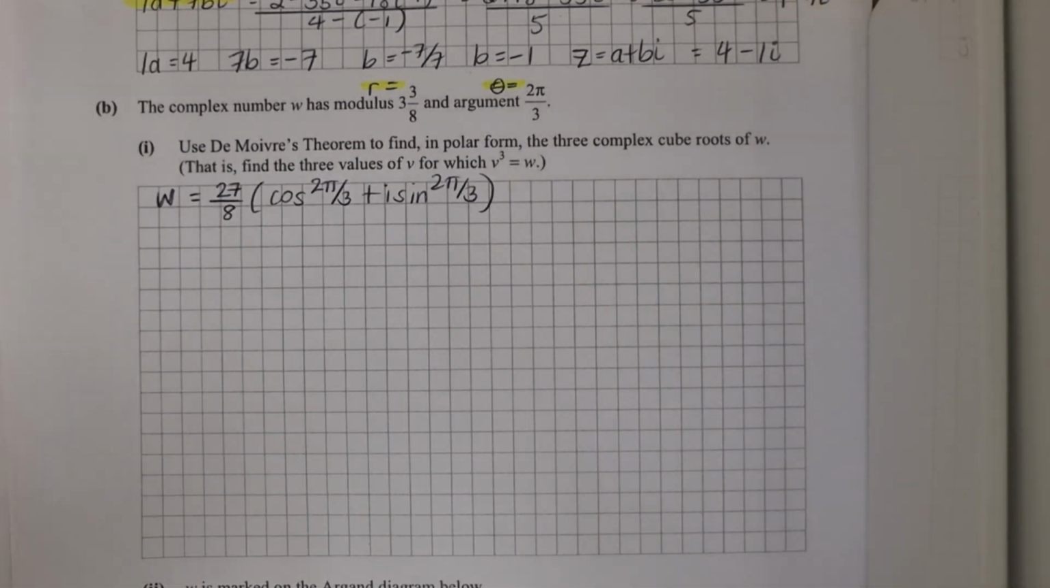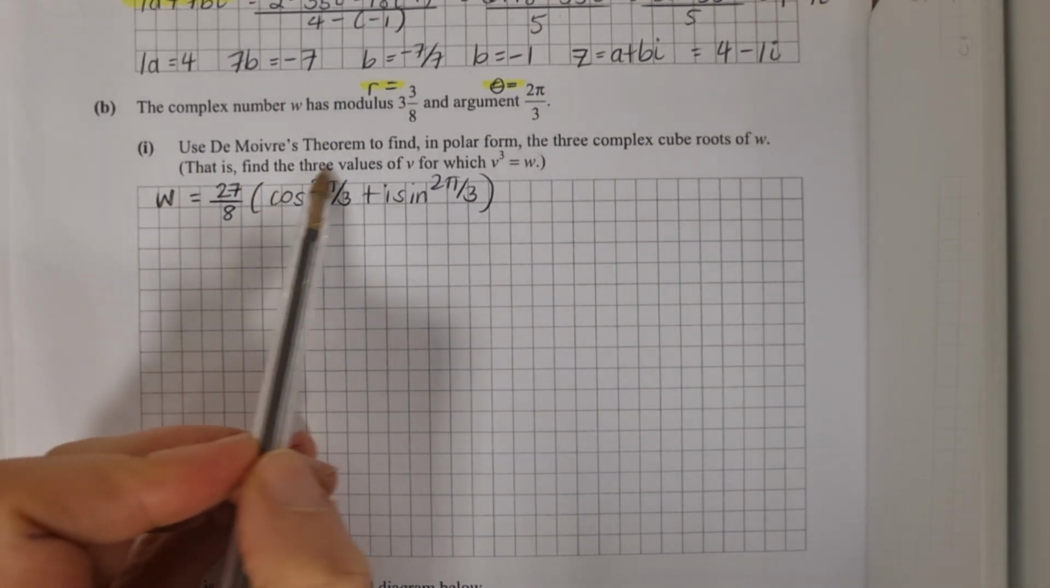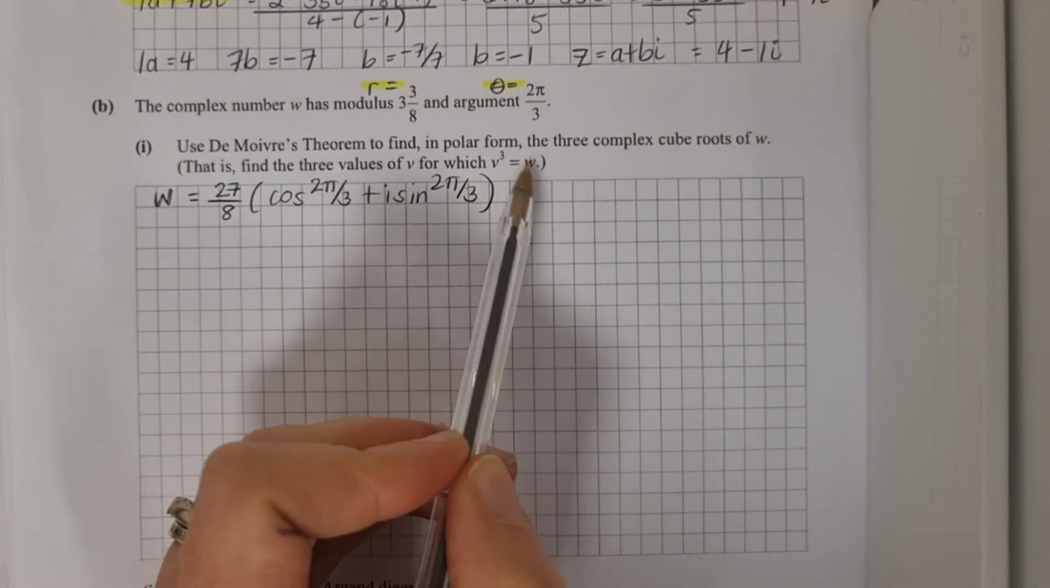So I'm going to say w equals 27 over 8 times cos 2 pi over 3 plus i sine 2 pi over 3. And then they want me to use De Moivre's theorem. So I want to use that to find in polar form, and they want me to leave it in polar form so I don't have to convert back into rectangular form, the 3 complex cube roots of w. And then they're like, okay, right, if you didn't quite get that, that means find the 3 values of v for which v cubed equals w.